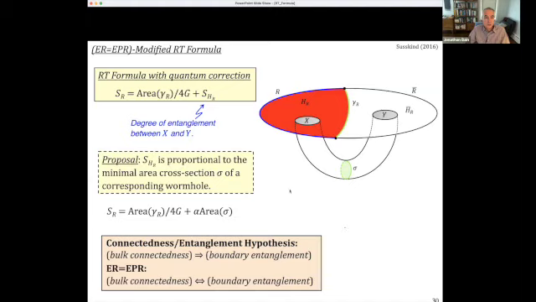So this is the RT formula with quantum correction term added and one proposal as to how to maintain that it states a duality, an AdS/CFT duality relation. But in order to do so, we have to adopt this other hypothesis, the ER equals EPR hypothesis. All right. So that's the RT formula and one sense in which it states a duality between quantities on the boundary and quantities in the bulk in AdS/CFT.